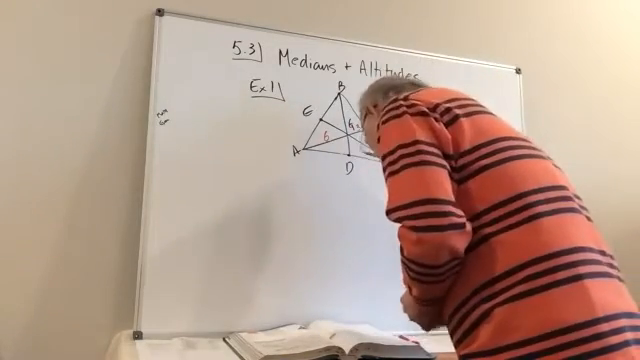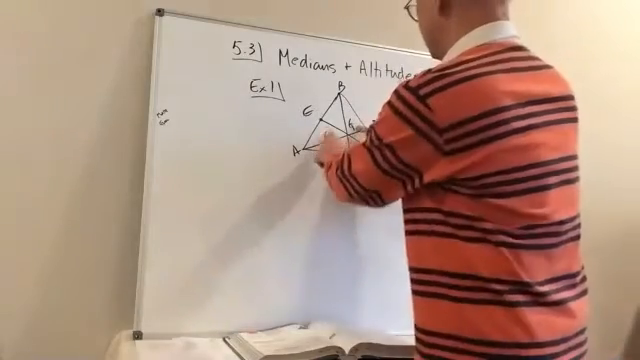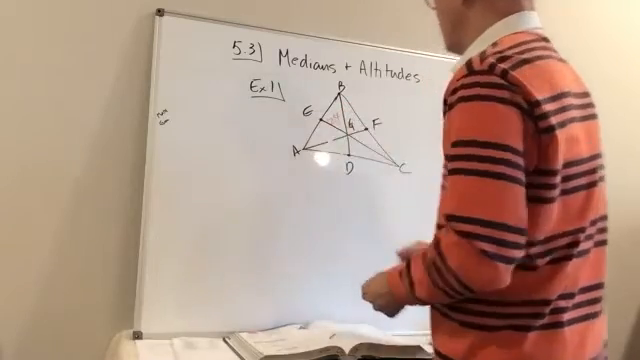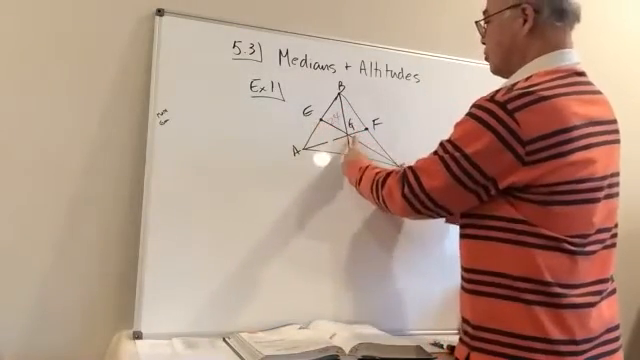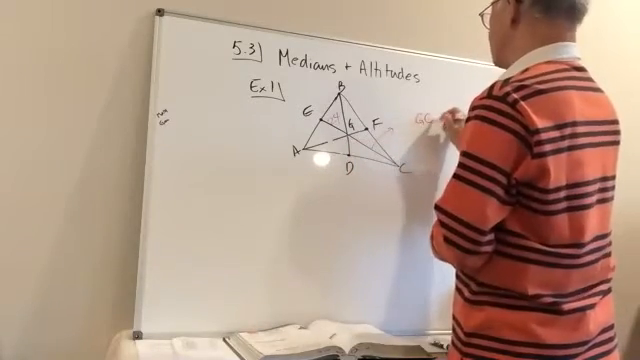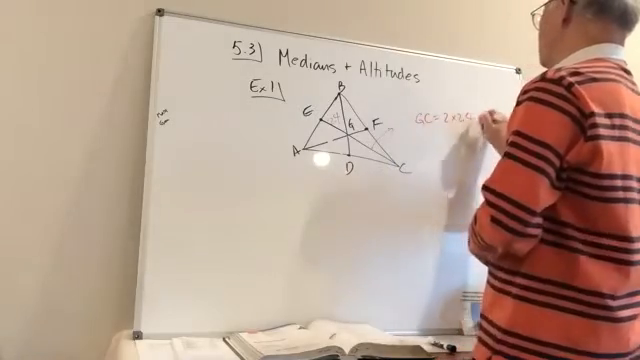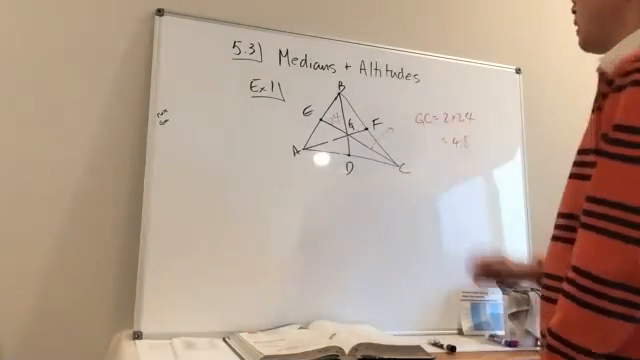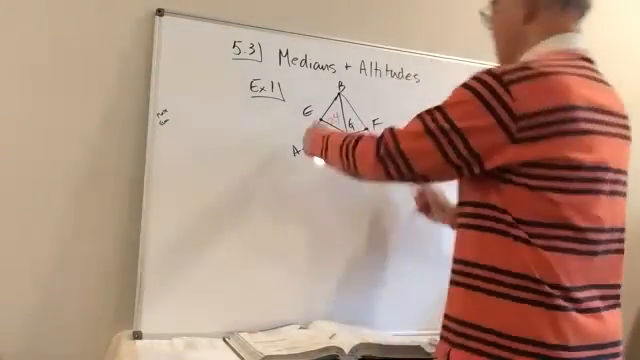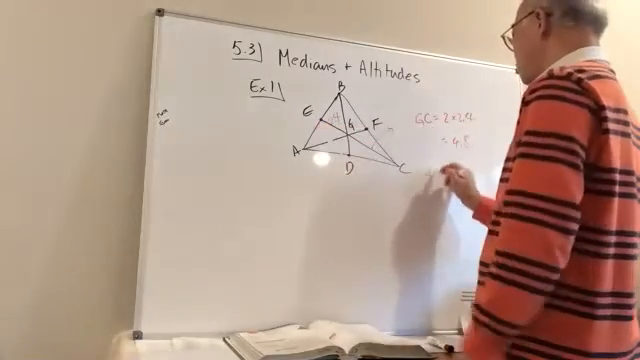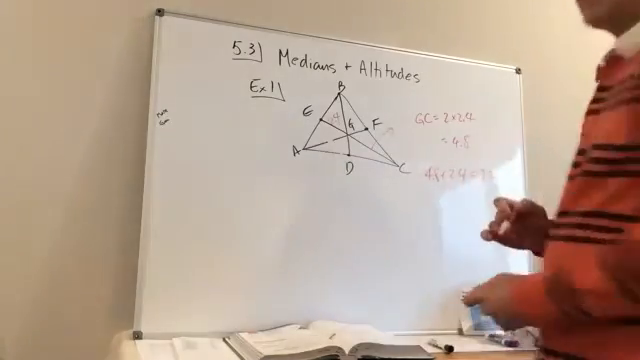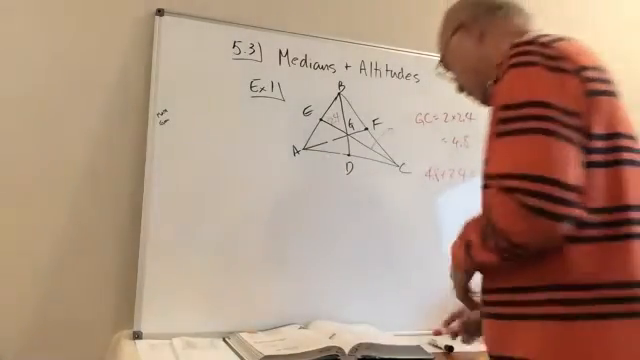They're giving us GE. They're telling us that on B, we know that GE is 2.4. So if this guy is 1, this guy's going to be 2, right? So GC is going to be equal to 2 times 2.4, which is 4.8. And what are we trying to find? We're trying to find the entire C to E. So it's going to be 4.8 plus 2.4, 7.2. Okay? All right.